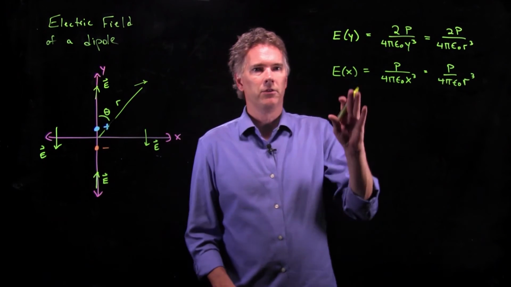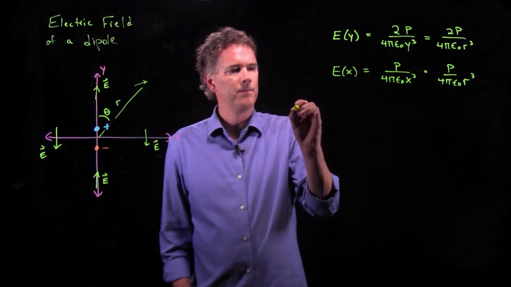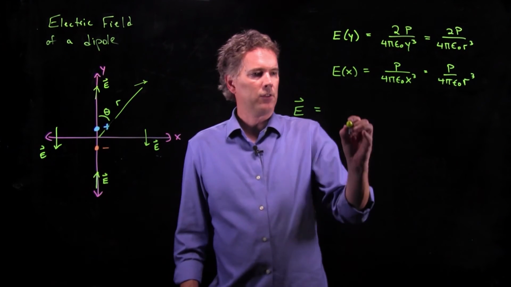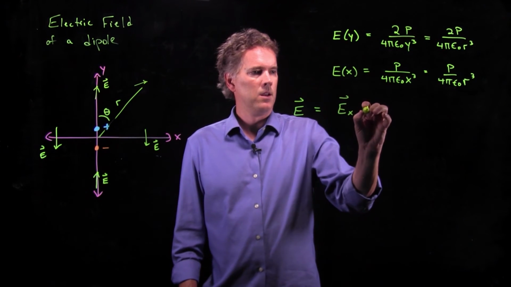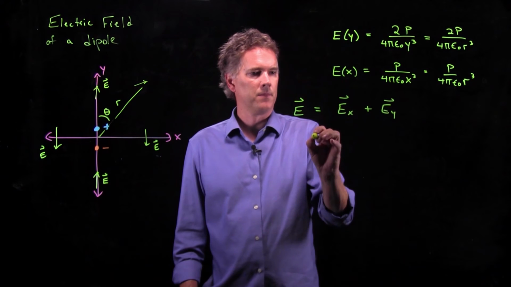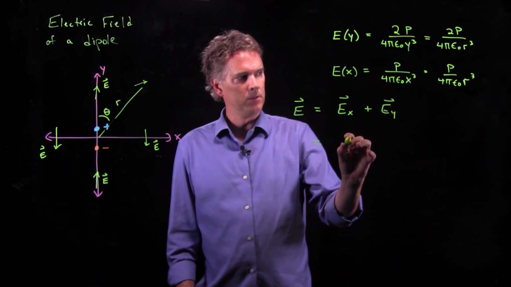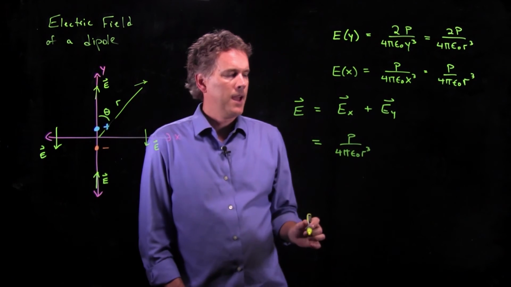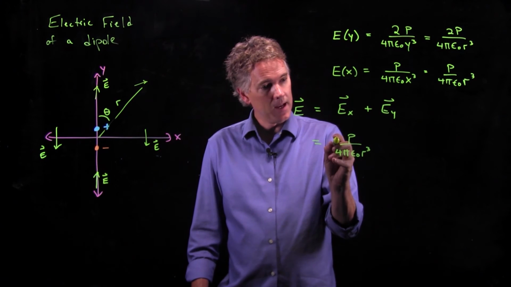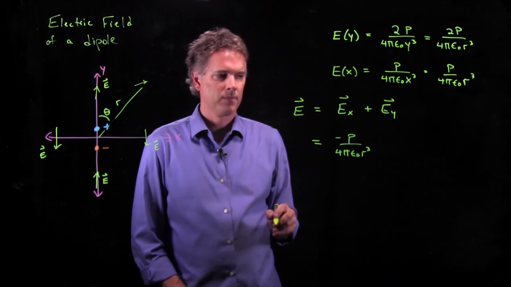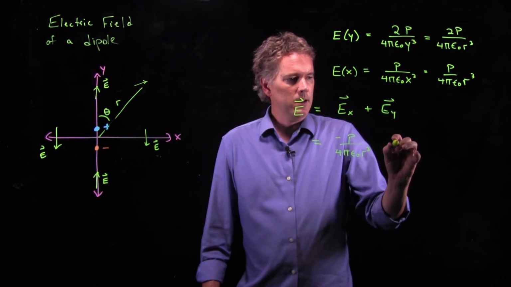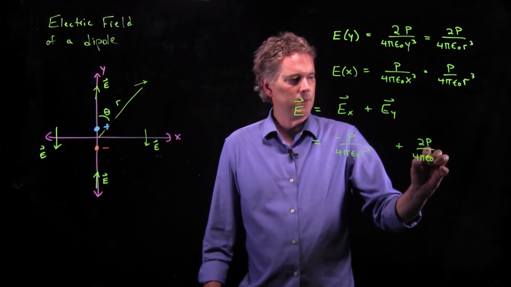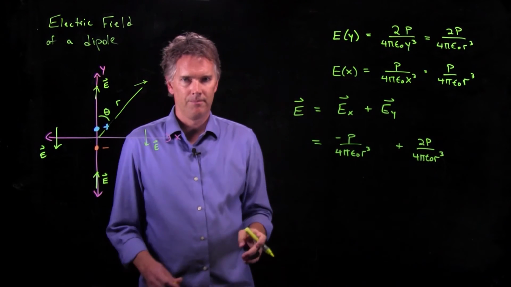But they do have directions, so let's be a little bit careful about the directions now. What is E? E is going to be some x component and some y component. The x component we said was this, p over 4 pi epsilon naught r cubed, and it's pointing down, so that is in the negative direction. EY is pointing up, and so we keep that positive.